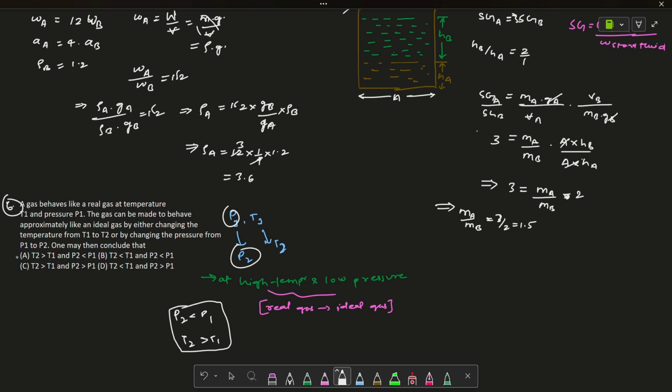So this is option A, right? T2 is greater than T1 and P2 is less than P1. Okay, so this is the correct answer. So that's it for today. So practice session 1 is getting completed.